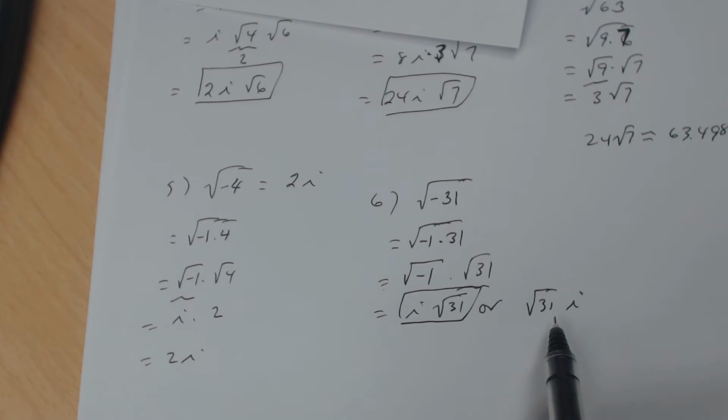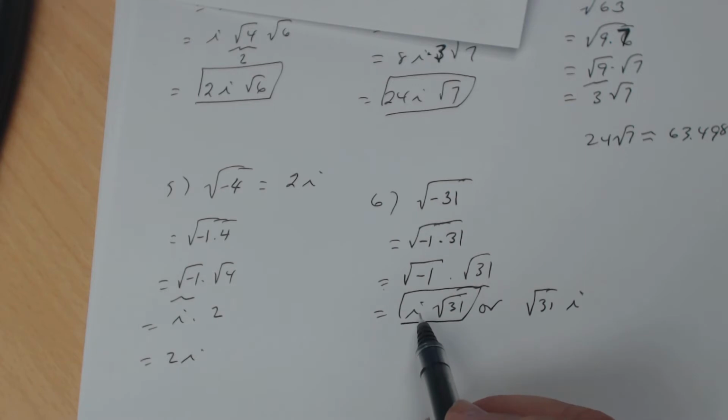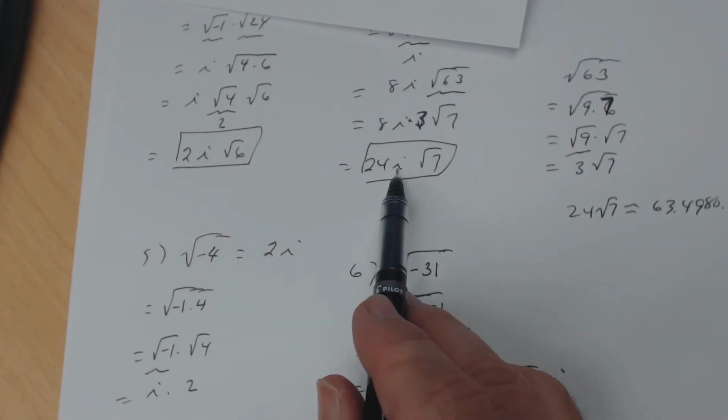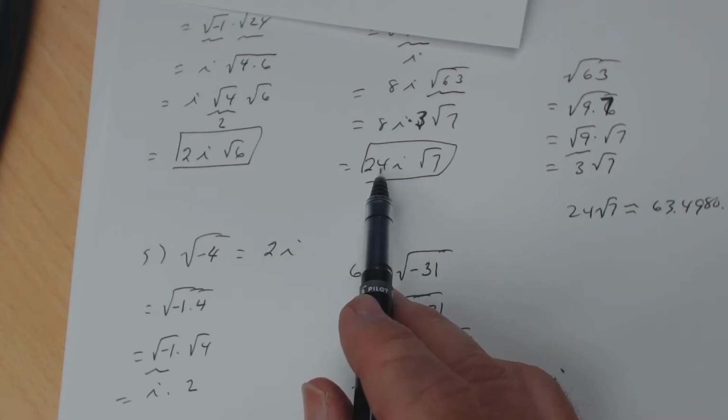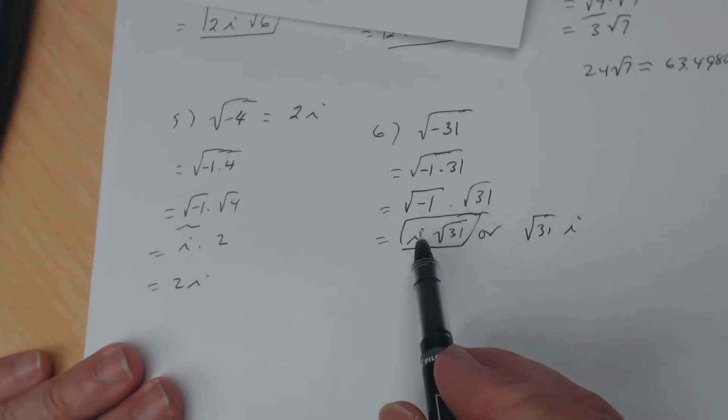Now, if you write it like this, if you put i in the back, this is how it's normally written. But if you put i in the back, just make sure it doesn't look like it's under that square root. So to be on the safe side, put i in front. Leave i in front, just like you did here. See how you had the whole number factor in front of i and the square root factor in back? Do the same thing here. So leave it like this.